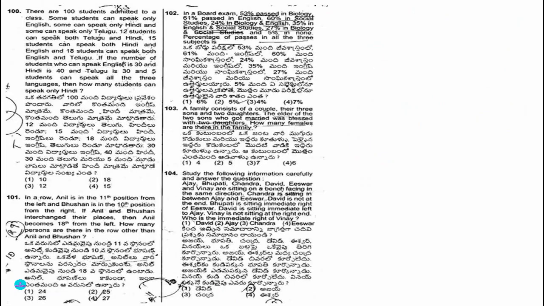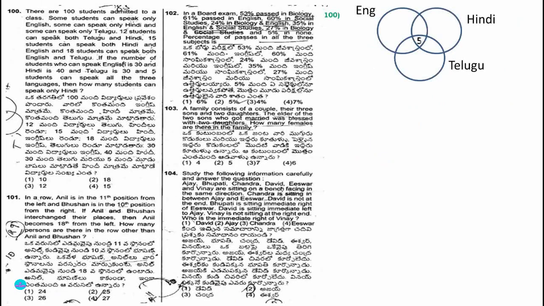Now next, 100th question. This also we'll do in the Venn diagram. One is English, one is Hindi, one is Telugu. Like this we'll take. In the question they have given 5 speak all the 3 languages. So all 3 languages 5. We have kept it here. Next, 12 students can speak both Telugu and Hindi. So Telugu and Hindi 12 can speak. So 12 minus 5, that is 7.